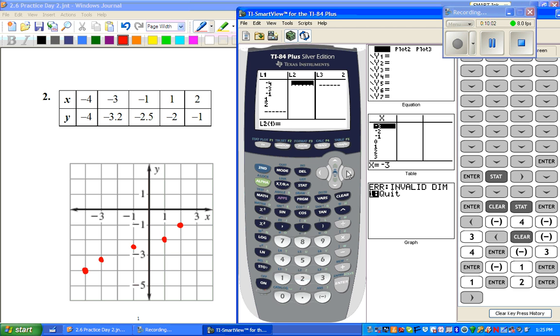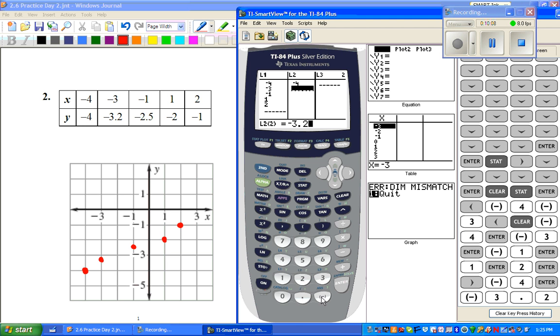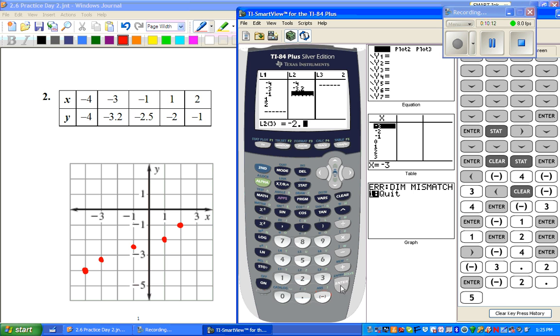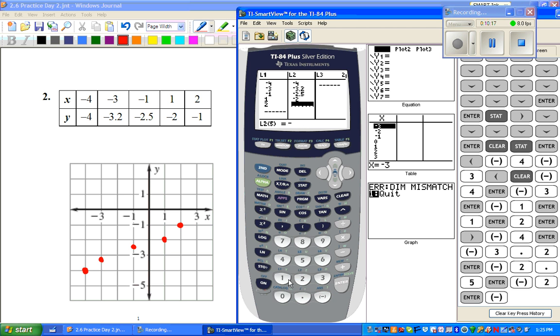I'm going to go over to L2, and I'm going to put in my y values. Negative 4, enter, negative 3.2, enter, negative 2.5, enter, negative 2, enter, negative 1, enter. All right, so I've entered this table into my calculator.